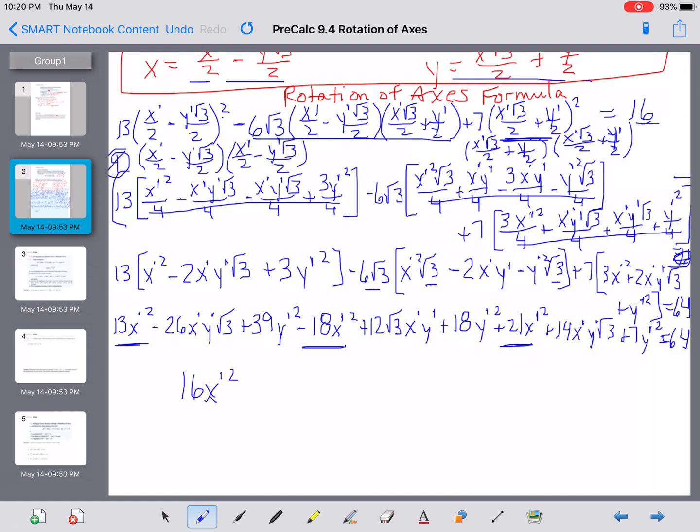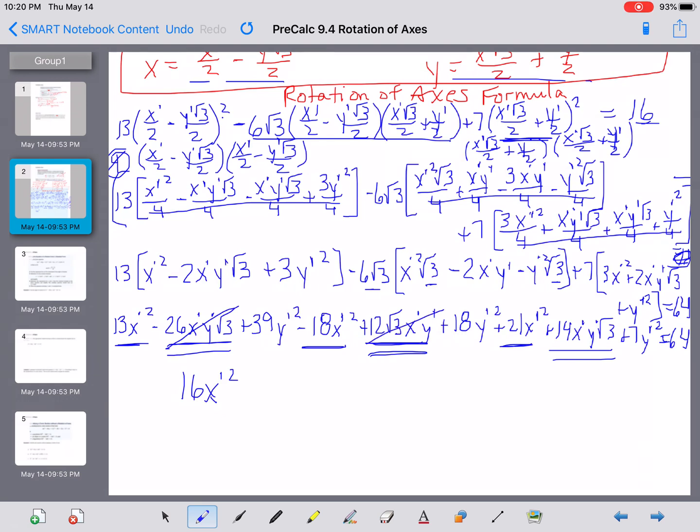All right, these beautiful radical 3's with the x prime, y prime. So I have a negative 26. Notice I wrote them different ways here. Positive 12 radical 3. And I have another one over here. Positive 14 radical 3. Negative 26 plus 12 plus 14. They cancel. They're gone. The ugliest terms on there all cancel.